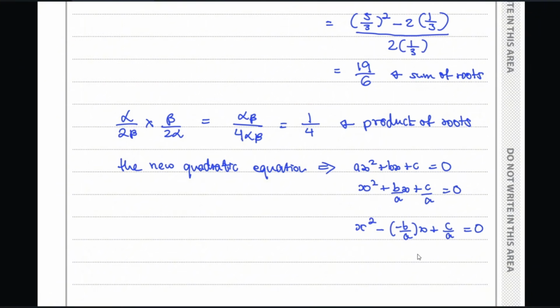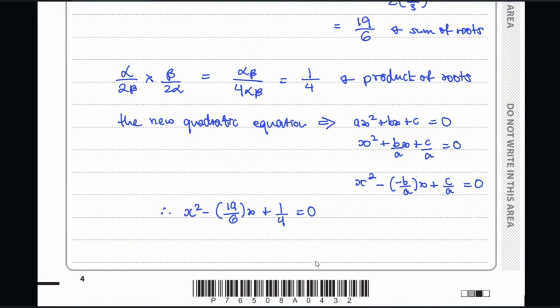And we can substitute the new sum of roots here, which is equal to minus b over a, and we can substitute the product of roots here, which is equal to c over a. So therefore, the new equation is x squared minus the sum of roots 19 over 6 x plus the product of roots 1 over 4 equal to 0. And let's simplify this.